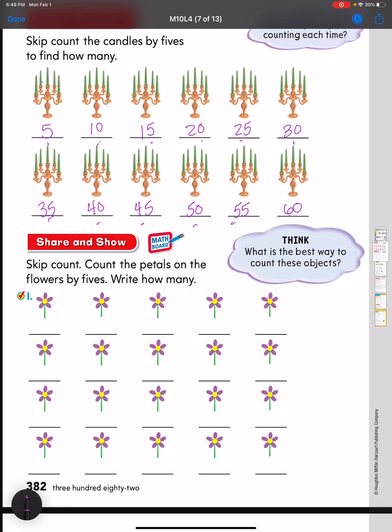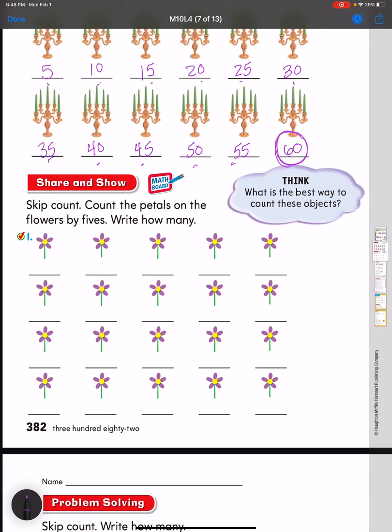As I'm skip counting by fives, I increased 5 each time. It was a quicker way to count all of these candles instead of just counting them by ones. So how many candles did we count? We counted 60 total candles. All right, so let's keep going.